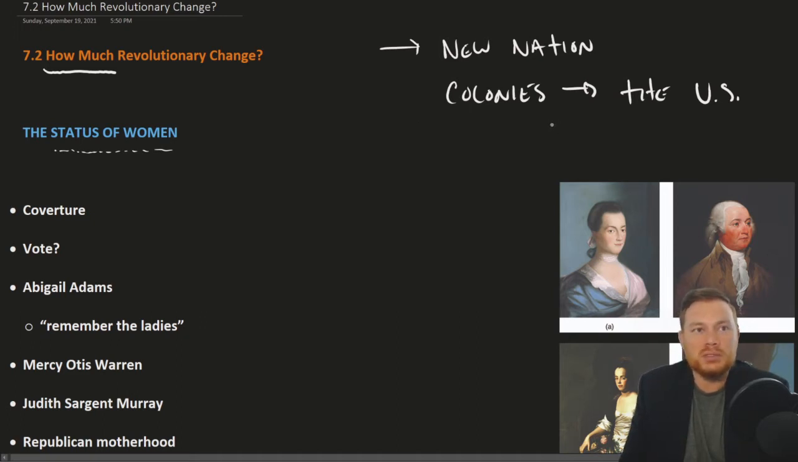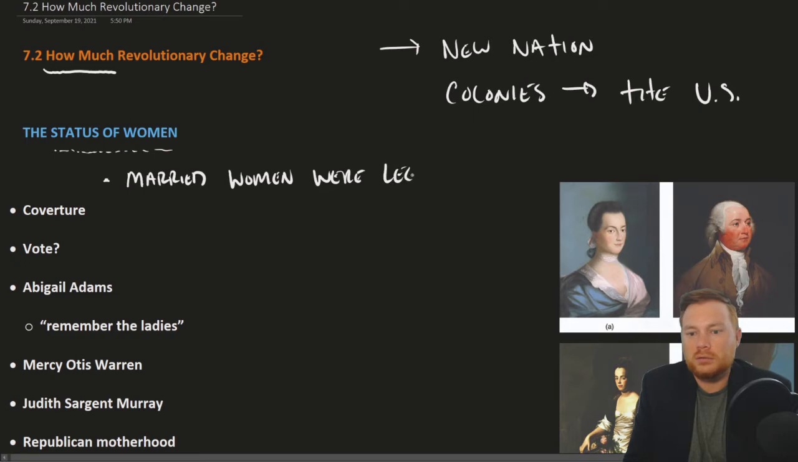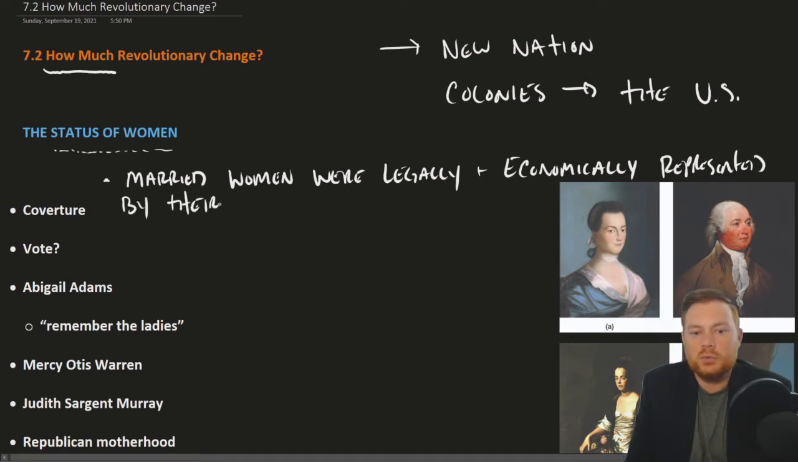Women's legal status and their economic status didn't really change. The principle of coverture is the principle in which married women were legally and economically represented by their husbands. So, for example, when a woman got married, legally speaking, all of her property became her husband's property. This didn't really change as a result of the revolution.